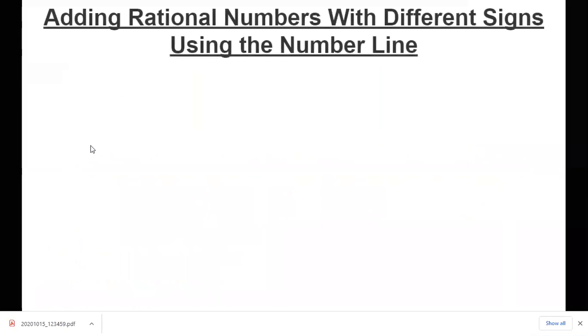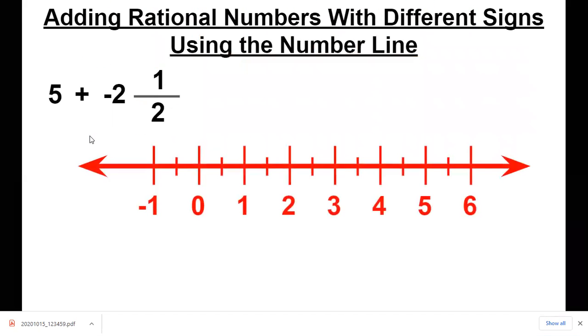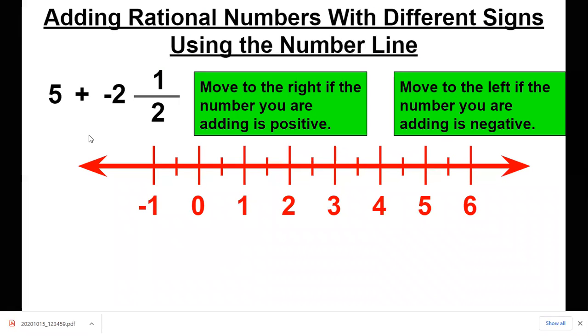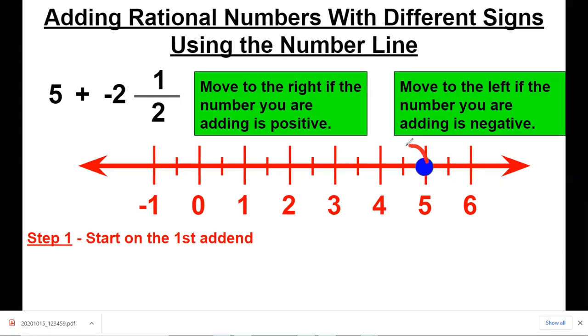Try another one like that. We have 5 plus negative 2.5. Different signs, one's positive, one's negative. When you're adding a negative, you're going to go to the left on your number line. So we're going to go left this time. We're going to start on 5. There's 5. And now we have to go left 2.5. These are cut into halves this time. So here's 1 whole, there's 2 wholes, and then we need a half more right there. That's where we should land.